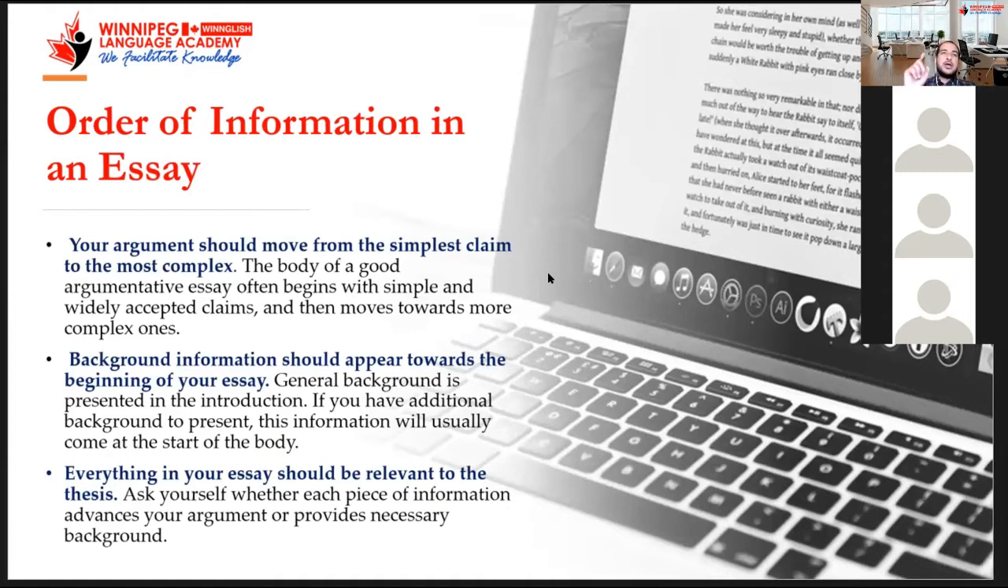Okay, moving on. The last tip here is everything in your essay should be relevant to the thesis. So again, everything should be connected to the thesis statement. If you're writing about the causes of pollution, you could write anything that is related to causes of pollution, but I don't expect you to write about the benefits of exercising in relieving stress. So you can't write about this.